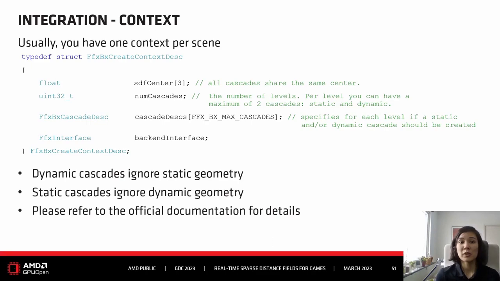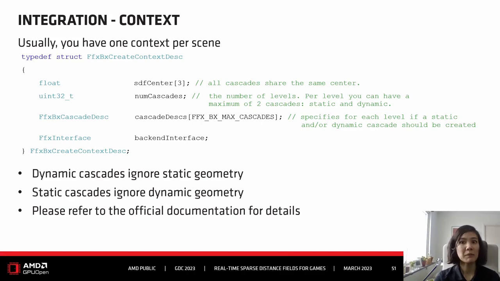The context: usually you have one context per scene, and the context will have all the cascade information. So you have a center that is shared for all cascades. Then you have the number of cascade levels. And then for each level, you can specify if you want a static cascade and/or a dynamic cascade. Typically, I would expect that you have both for each cascade, so both a static and a dynamic cascade.